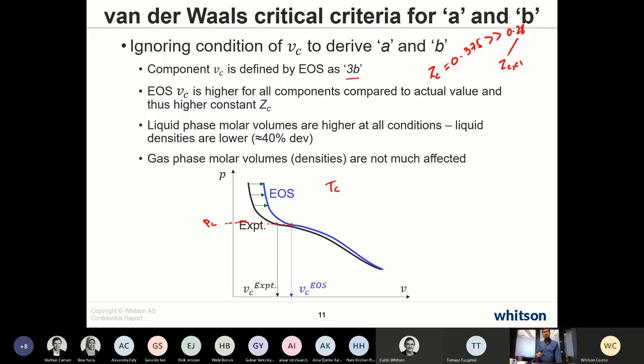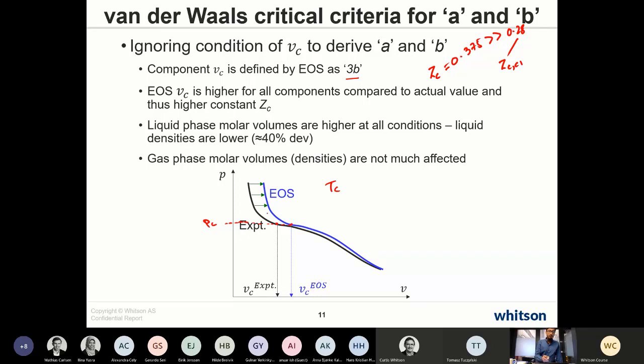It is going to predict the right PC and TC because those are the inputs in the equation of state model to get the A and B. So it should predict the right critical temperature and pressure, but the critical volume, with an equation of state model, is going to be much higher than the expected value, and this is going to drive all the liquid phase.